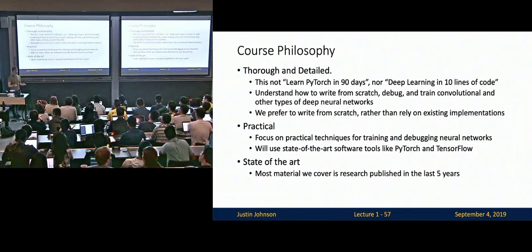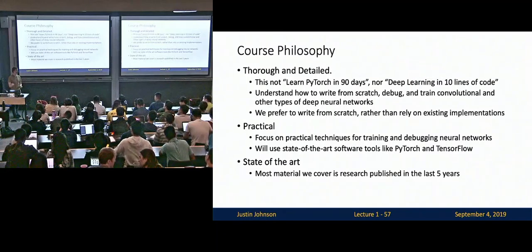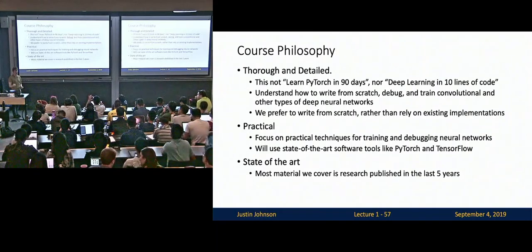We're going to focus on state-of-the-art. A lot of the material that we cover in this course, despite the long historical context that we talked about in this lecture, the majority of the actual concrete implementations and concrete results that we'll talk about in this course have been discovered in the last 5 to 10 years.